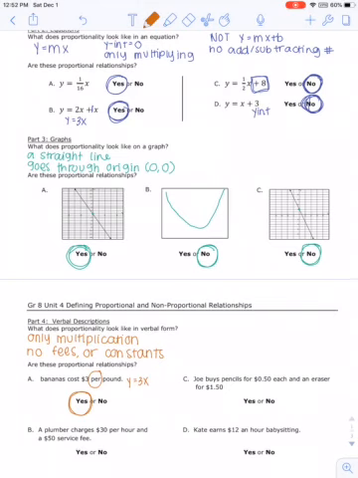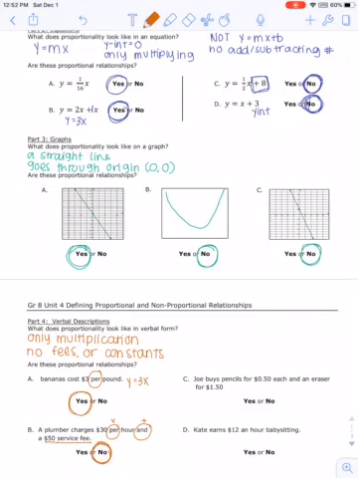For B, it says a plumber charges $30 per hour and a $50 service fee. So our words that indicate operations here are per and the word and. So this tells us multiplication, which is good, but this tells us to add. And it even says fee, and we know that proportional situations do not have fees. So this is not proportional.